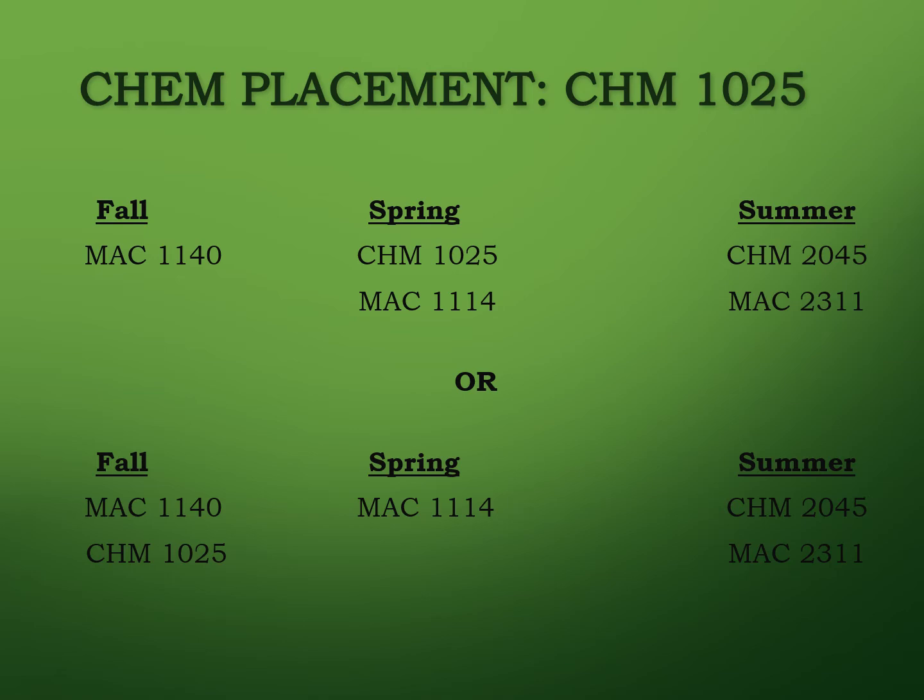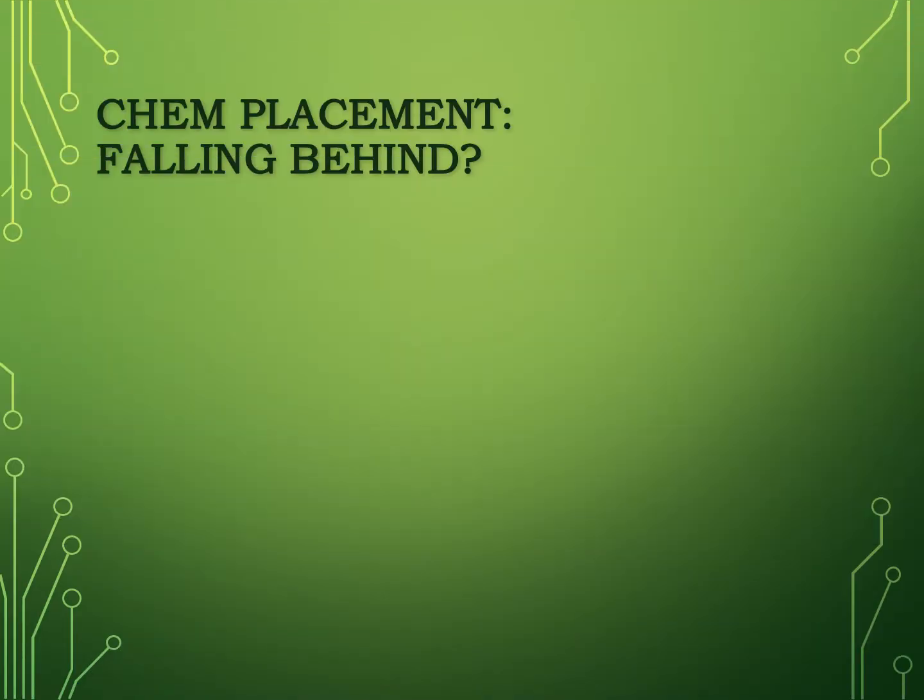The second reason I like the first row is because it does not allow for any gap between the student taking Chem 1025 and 2045. If you look at the bottom row, the student's taking Intro to Chem in the fall, but then has no chemistry in the spring. And that can maybe be a little jarring to then have to go back into chemistry in the summer semester. The first row avoids all that. It allows you to take Chem 1025 in spring and then move right into summer with Chem 2045 right after.